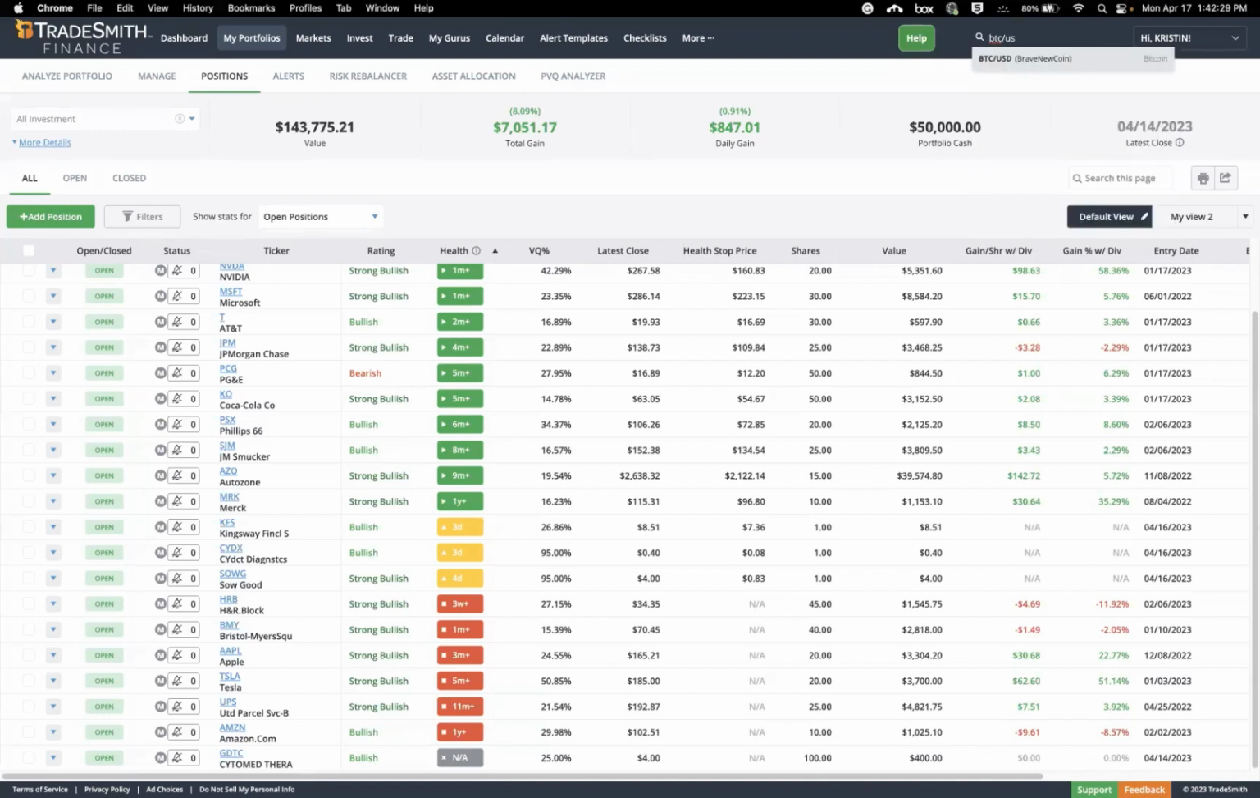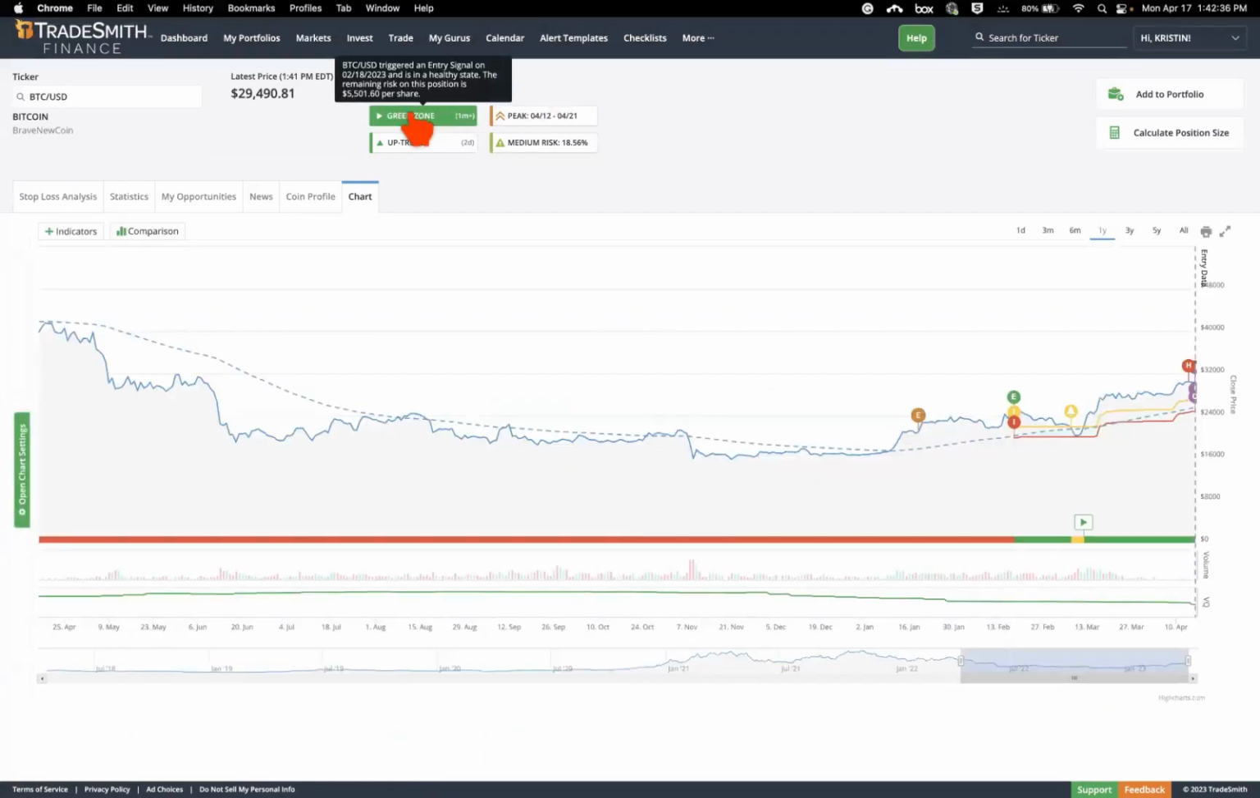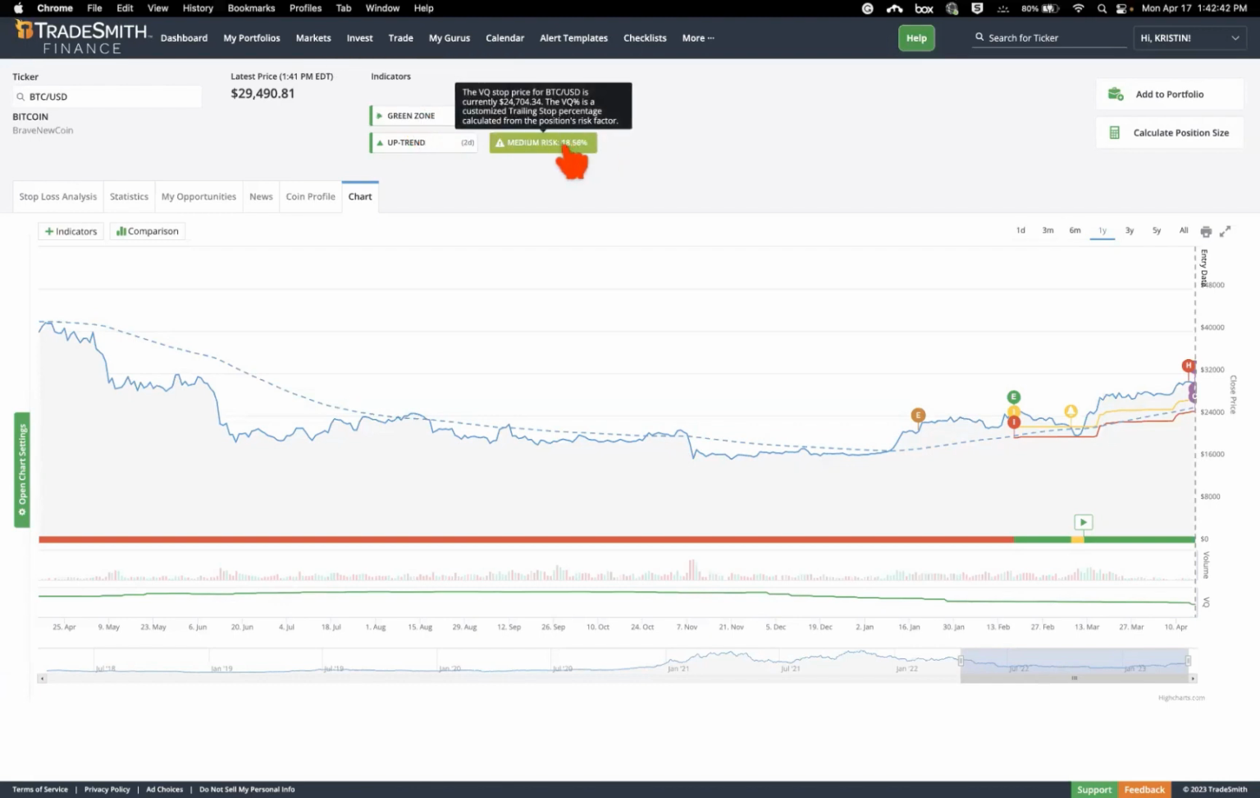Usually USD is at the bottom. All right, so I'm just going to type in Bitcoin for a minute. So you can see that we still have the health for the cryptocurrencies and the VQs. We do assign VQs to our crypto. This one is not as volatile as most of them.